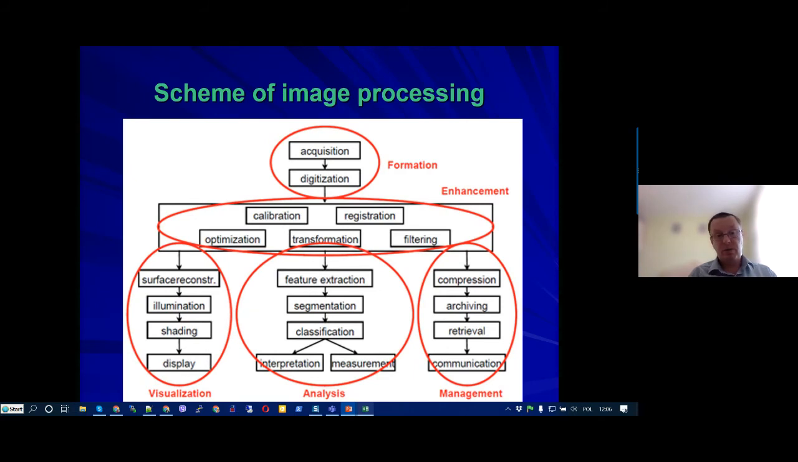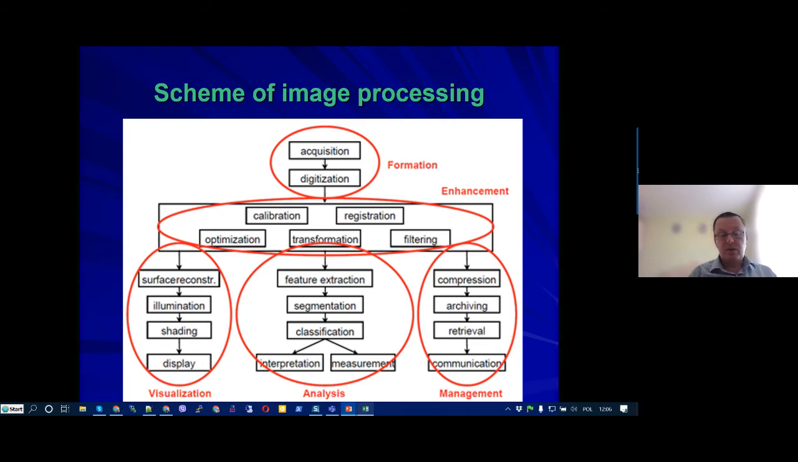When we talk about formation, acquisition, and digitalization of an image, it's actually formation. Then we talk about basic enhancement, which must be done by any medical image diagnostic system, like calibrating, optimizing, transformation, filtering. So it's all these things around improving brightness, contrast, and so on.